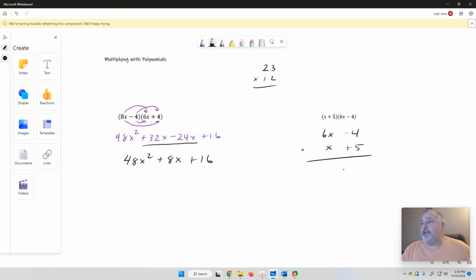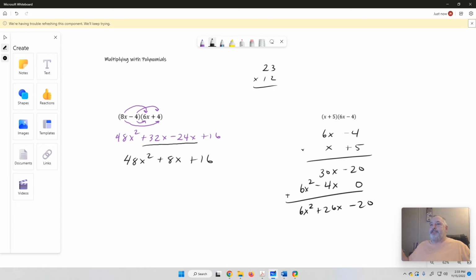Same process, last number times both terms. So 5 times negative 4, negative 20. 5 times 6x, positive 30x. Okay, placeholder on the next line, x times negative 4 is negative 4x. x times 6x is 6x squared. Line these up and add now, and everything should line up. So 6x squared, that's plus 26x minus 20.